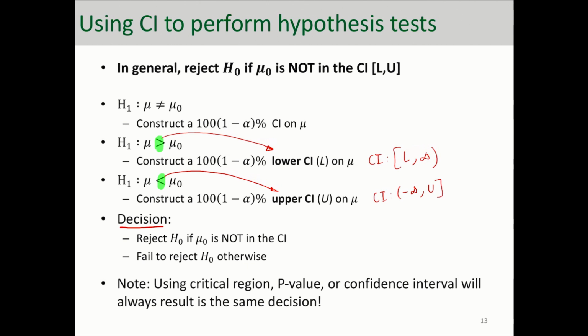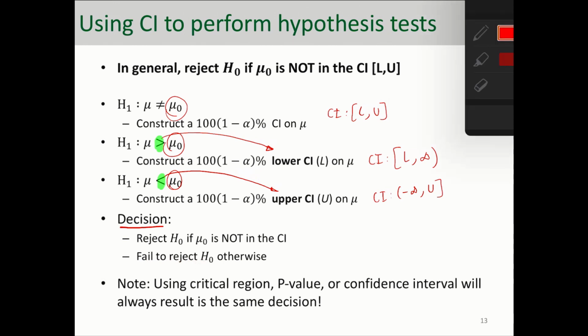And this is how you make a decision. You would reject your null hypothesis if mu naught is not in the confidence interval. So this mu naught is something that you would have to check against the confidence interval, and you make a decision. For a two-sided confidence interval, you would have a confidence interval with a lower limit and upper limit. If the mu naught is not in the confidence interval, you reject the null hypothesis. Otherwise, you fail to reject.